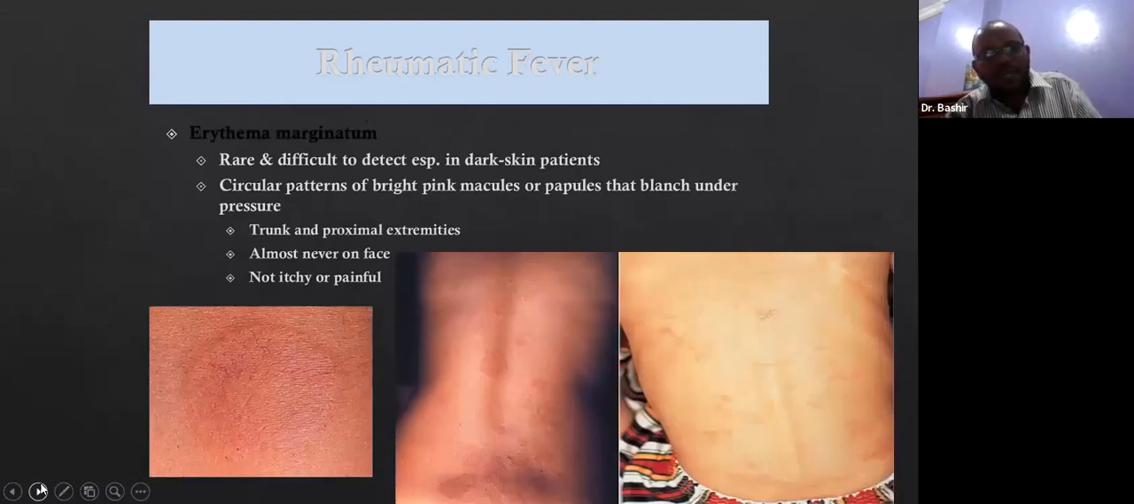Erythema marginatum, rare and difficult to detect, especially in dark skinned patients. Sometimes it will be precipitated by fever, or you can give a hot bath to the child. It will appear as a circular pattern of bright pink macule or papule that blanches under pressure. It is blanchable: if you press, it will be white; if you remove your finger, it will be pink. It is common on the trunk and proximal extremities, almost never on the face, not itchy or painful.